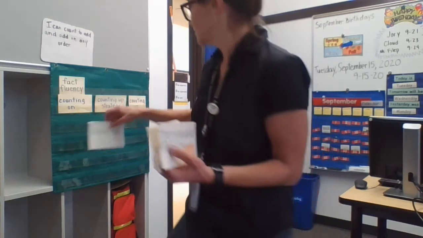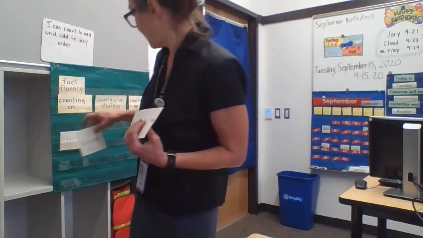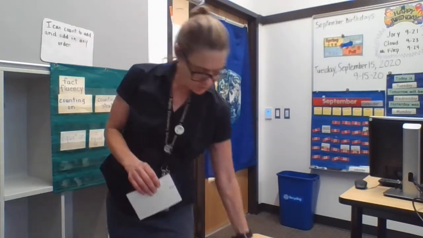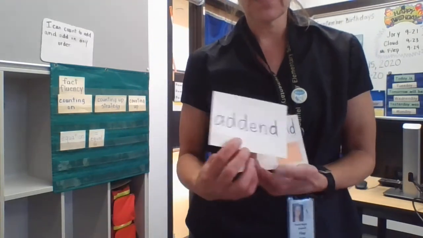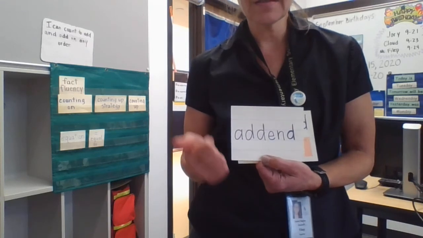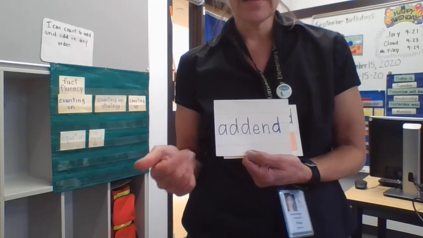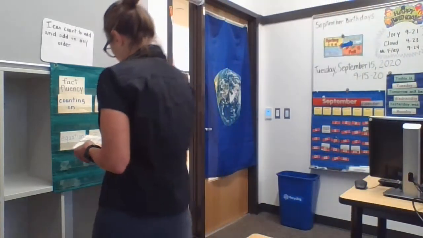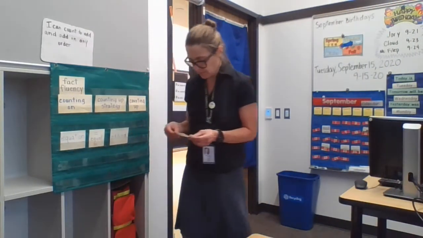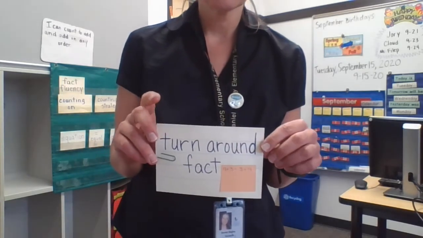And you are going to learn about an equation, the equal sign, and this might be new knowledge. This is the addend. Say addend. Say it 3 times. Addend, addend, addend. And the addend might be new vocabulary for you. And we are also going to learn about the turnaround fact. Say turnaround fact.